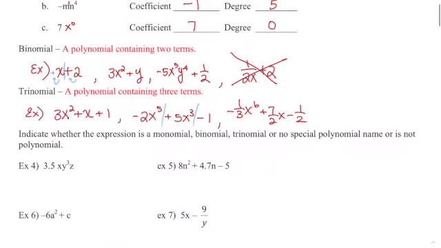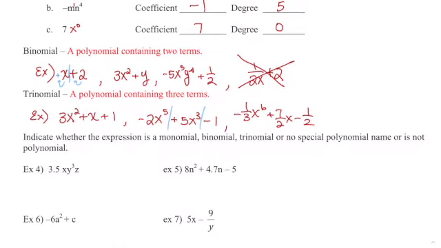Okay, so now I want you guys to try this. Indicate whether the expression is a monomial, which is one term, binomial, which is two terms, and then trinomial is three terms, or no special polynomial name, which is in this case anything more than three, or it's not a polynomial. So I'm going to pause my video and you guys go ahead, answer the question, and check back with your answer.